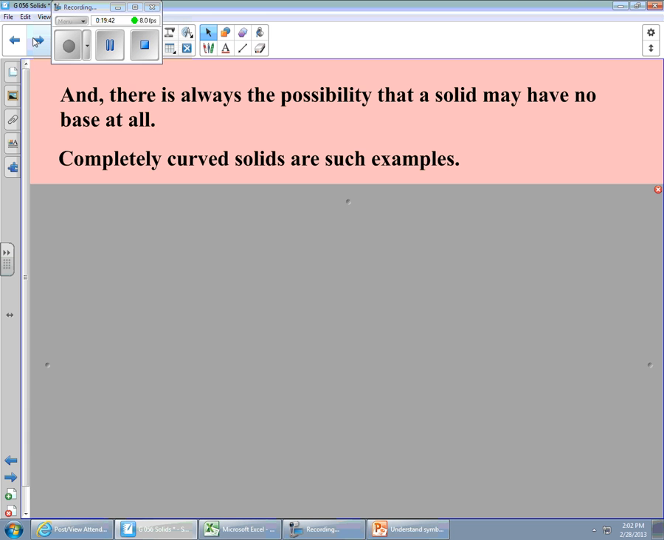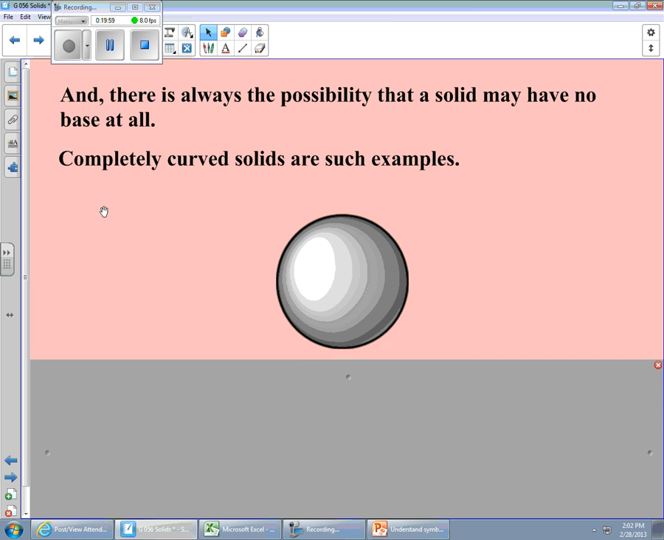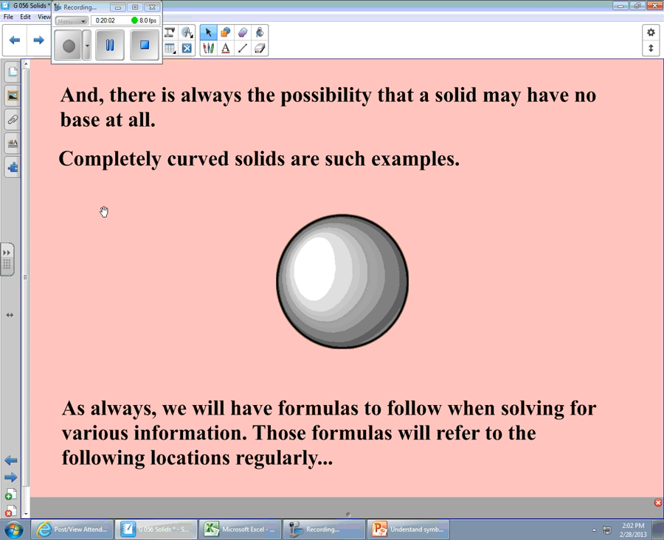Now at the beginning we also suggested it was possible that we could have some solids that would not have any base at all. There's only one particular solid that we're going to work with that does this. It's not the only solid that exists, but it is the only solid that a class like geometry is worried about. And of course, shapes that have completely curved surfaces, particularly the sphere. We'll spend a little bit of time worrying about the sphere, not too much though. Not nearly as much time as we did circles. But anyway, just to bring it to your attention, it is possible that a figure may not have any bases.